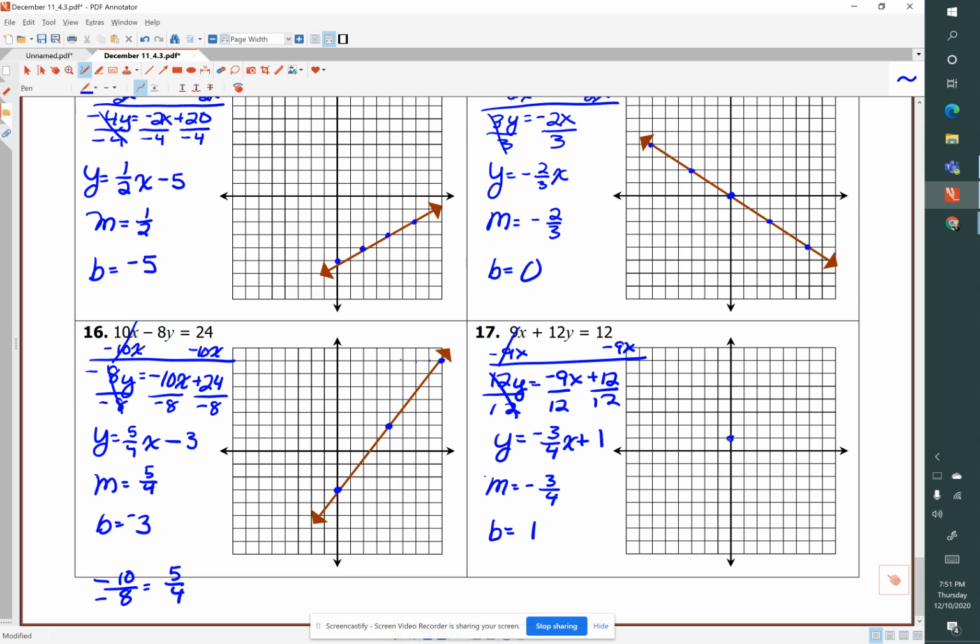So we'll plot the y-intercept first, and then we'll go down 3 and over 4. Down 3 and over 4. And we could do the opposite, up 3 and to the left 4. And you can see it still maintains the integrity of our line. Let's draw a smooth line with arrows at the end, and that is our last graph of the day.